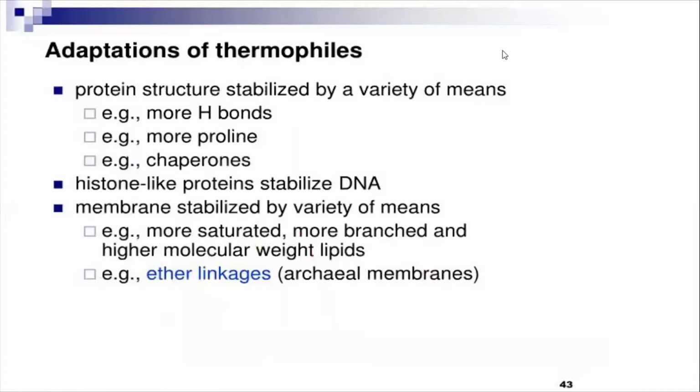Now, adaptations of thermophiles. There are many ways by which the proteins can be more stabilized, by increasing the H bonds, or having more prolines, or by synthesizing more chaperones. There is another advantage, like I have mentioned in one of the lectures also: if the protein has a high number of disulfide bonds, then also the protein becomes very resistant to the temperature. Or you can have histone-like proteins which stabilize the DNA.